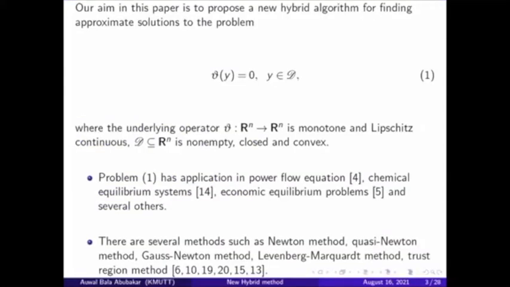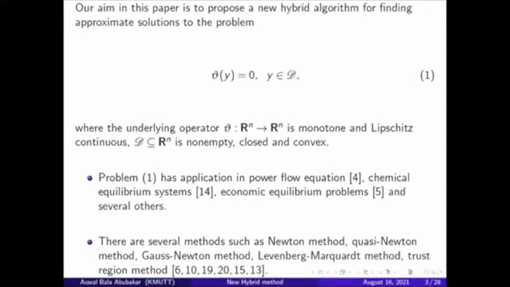So our aim in this work is to find an approximate solution to problem (1): trying to find a y in D such that bar theta of y is equal to 0, where the function bar theta from Rn to Rn is monotone and Lipschitz continuous, and the set D, a subset of Rn, is assumed to be non-empty, closed, and convex.